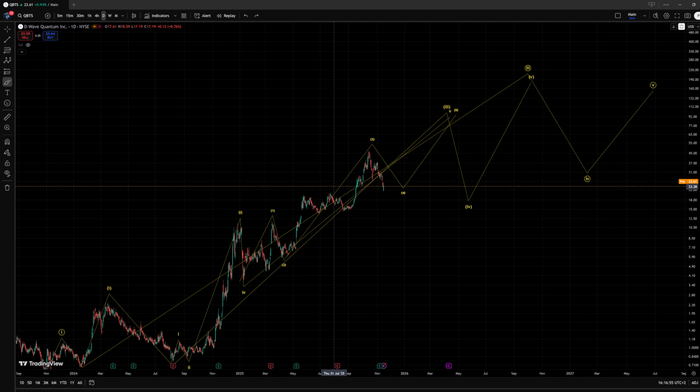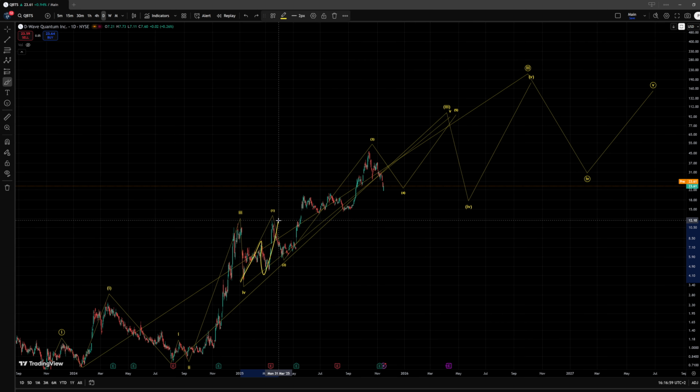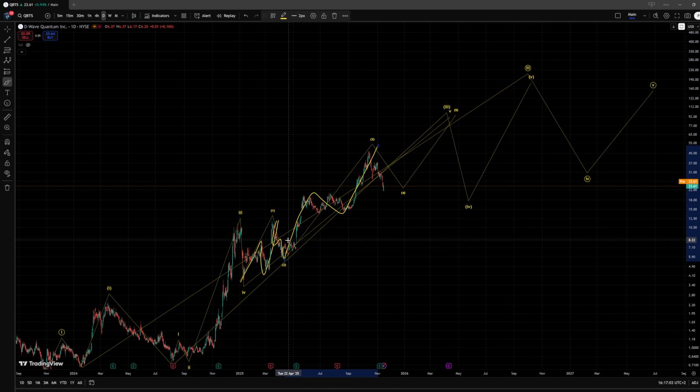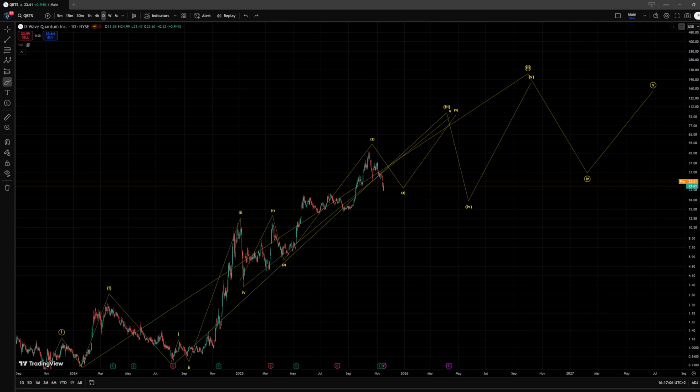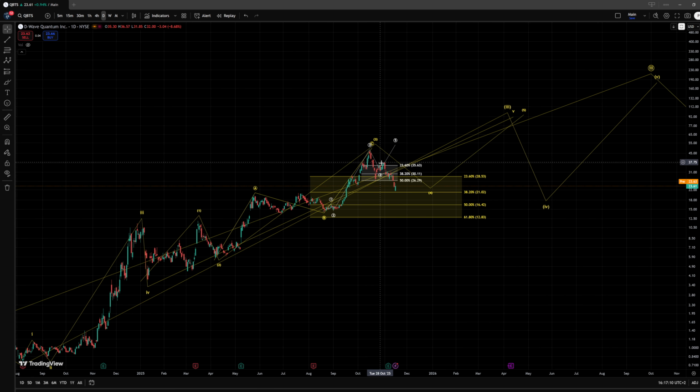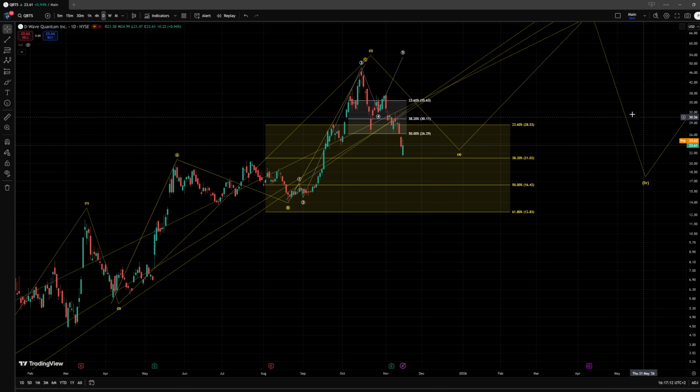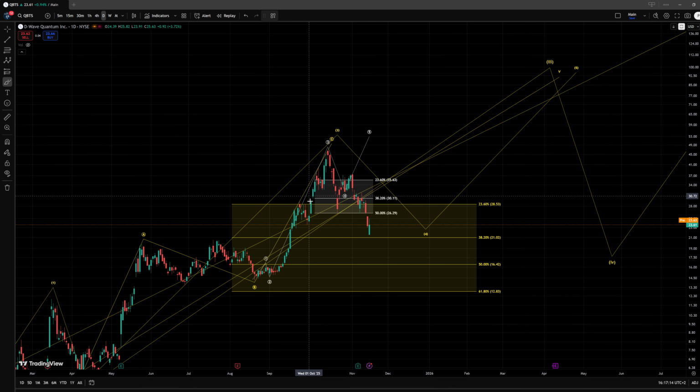Now, within this structure, clearly we are tracking an ending diagonal where we have basically an ABC pattern in a wave 1, ABC here in a wave 2, ABC in a wave 3. And in the previous video, we were even looking for extensions still within this wave 3. And I believe that was a good decision to actually be tracking this structure.